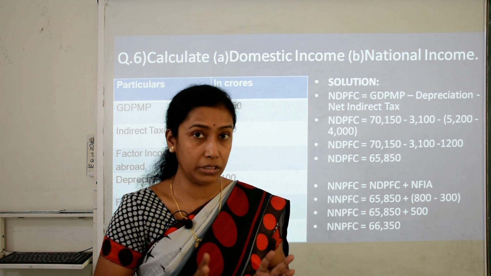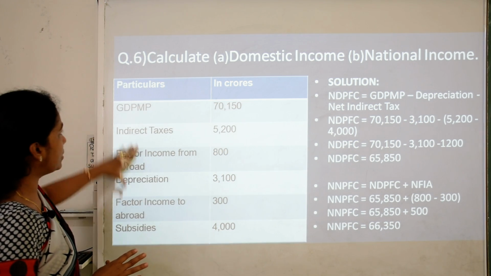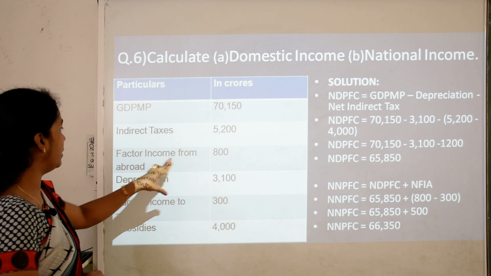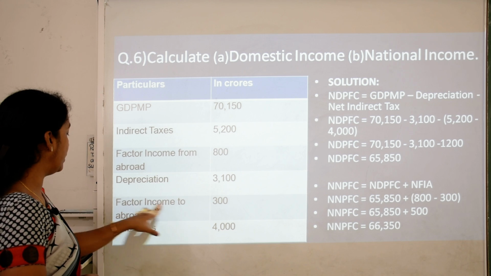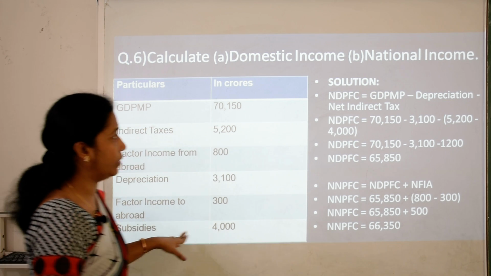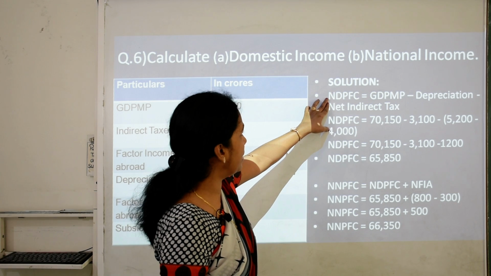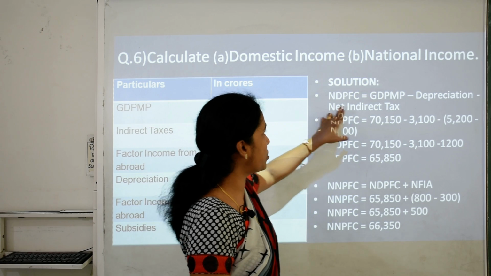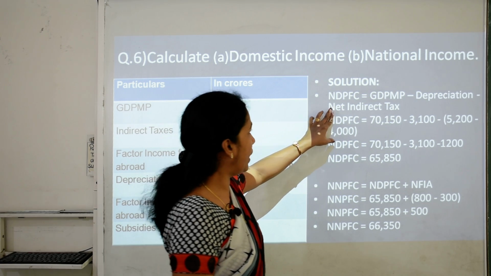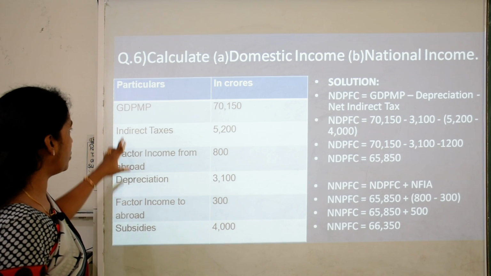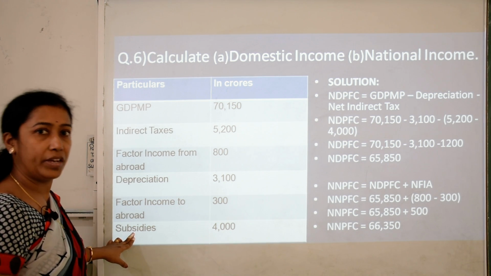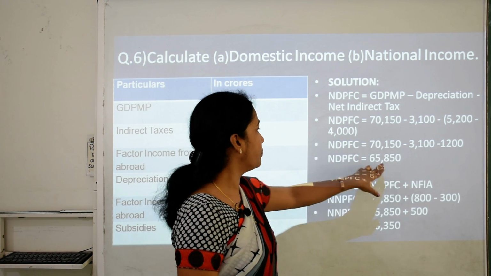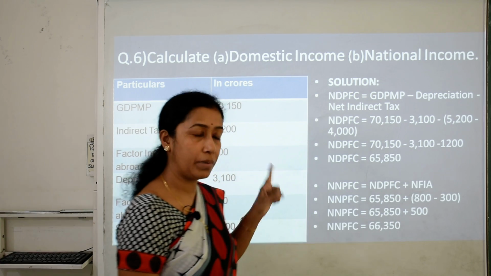Now the next question is where you need to calculate domestic income as well as national income. You need to calculate both things. Everything is provided here in the particulars: GDP at market price, indirect tax, factor income from abroad, depreciation, factor income to abroad, and subsidies. To find first the domestic income, NDP at factor cost, the formula is GDP at market price minus depreciation minus net indirect taxes. Net indirect tax is not given, but indirect tax and subsidy are given. We can subtract them, and we get the NDP at factor cost as 65,850 after applying this formula.